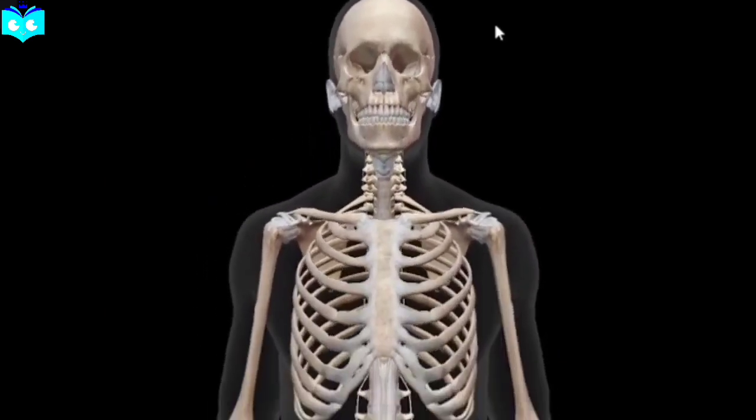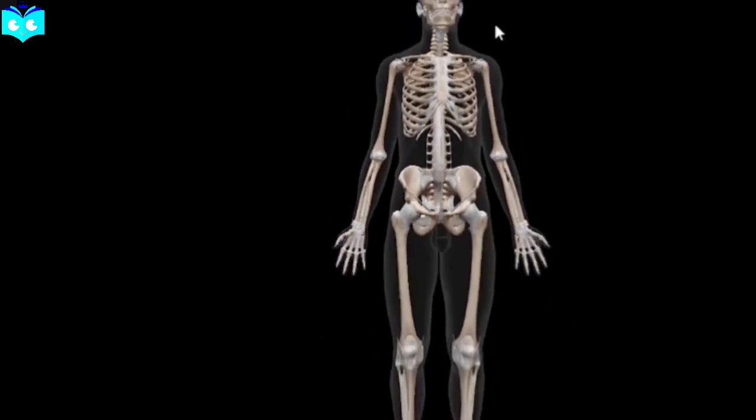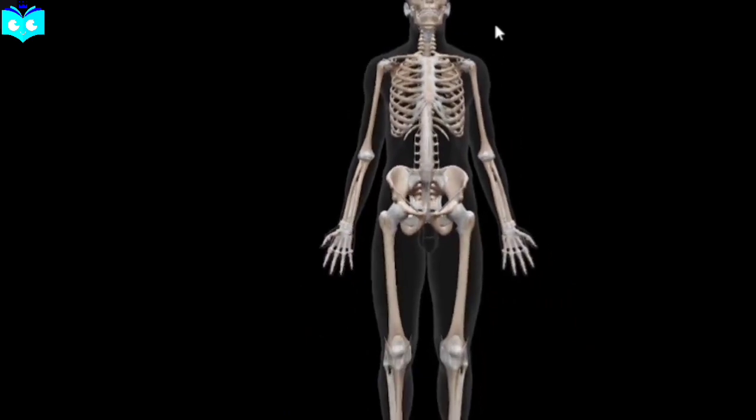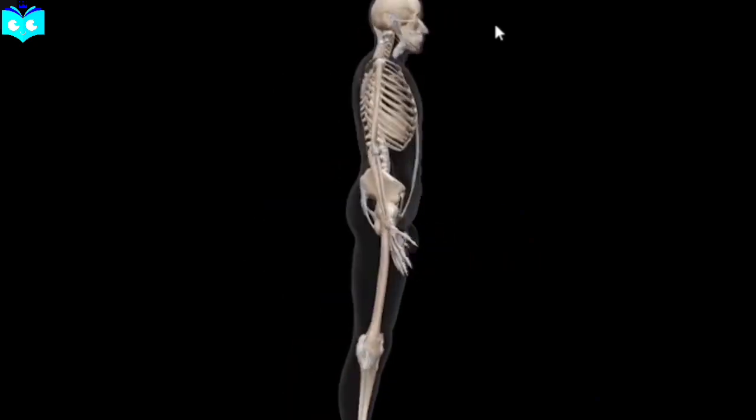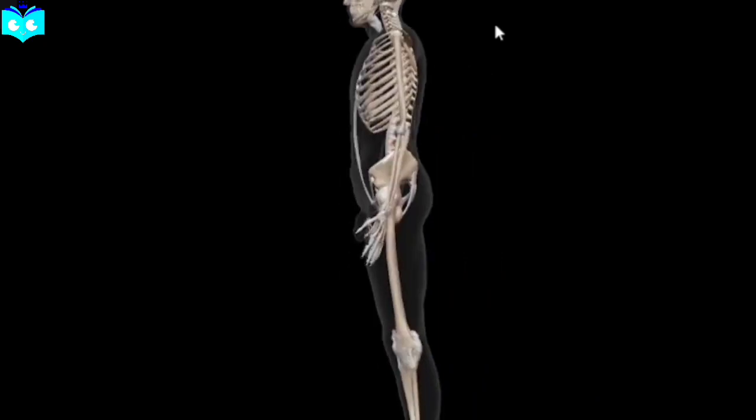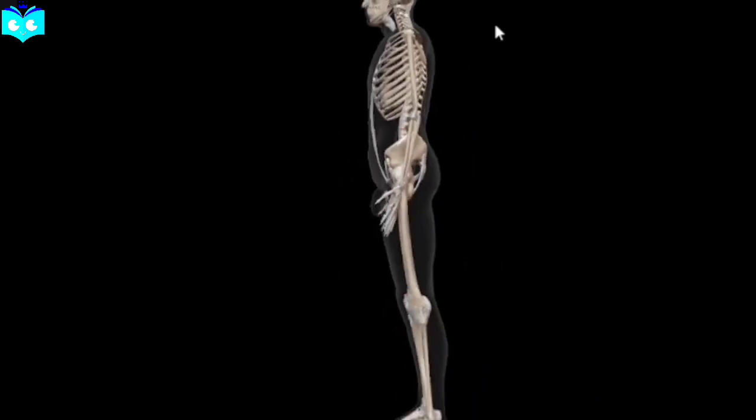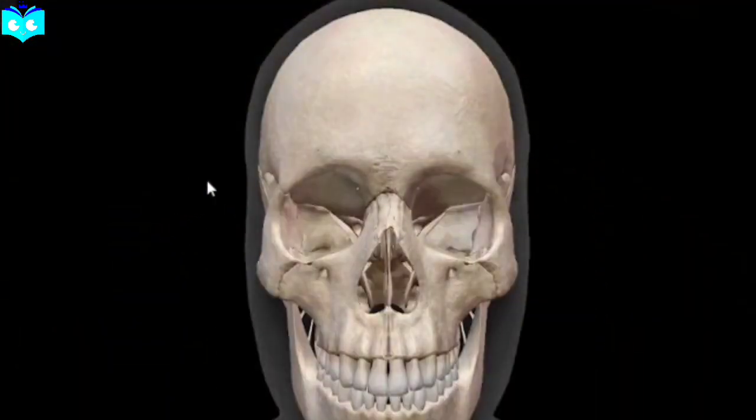So in this video we will learn about the names of each and every human bone, the 206 bones present in the human body. So let's get started. Our human skeleton consists of two types of skeletal system. First is the axial skeletal system, which has 80 bones, and the appendicular skeletal system, which has 126 bones.